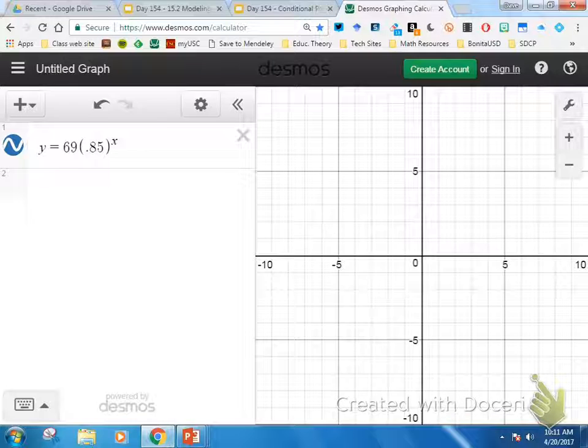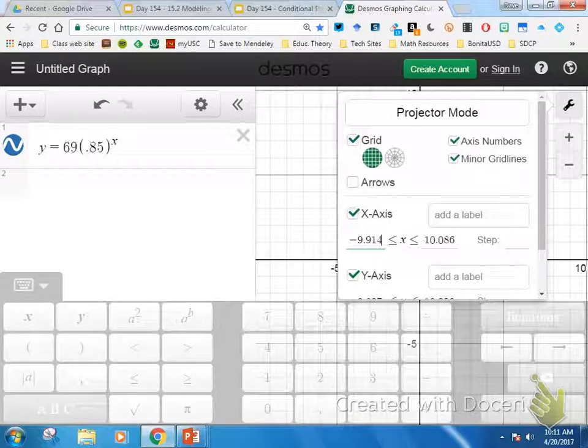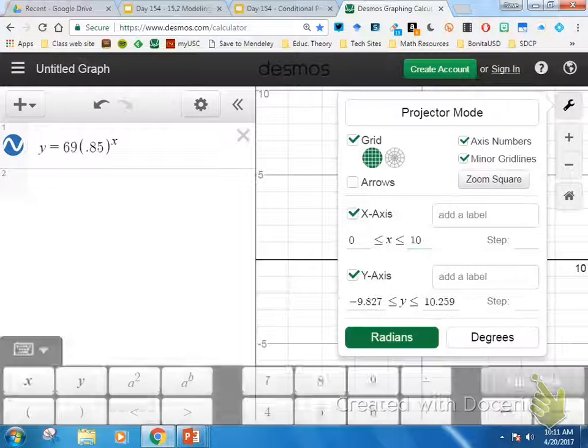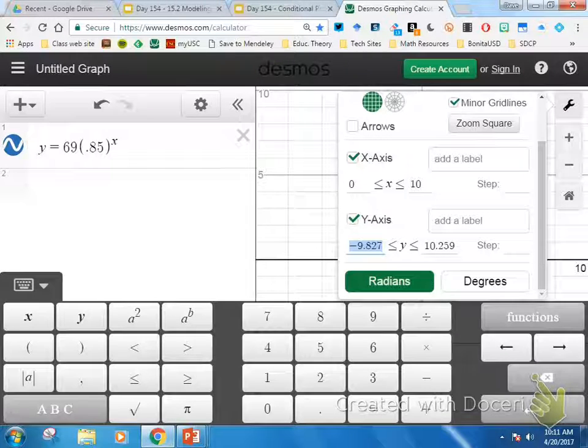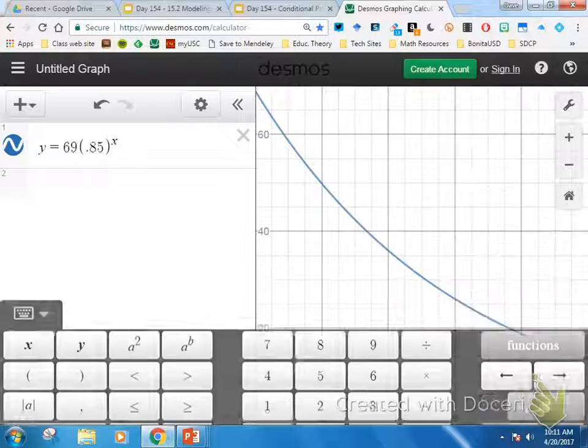Why can't I see the graph on here? We have to zoom out, right? So I'm going to zoom out here. I'm going to go from 0 to 10 for the years, and then let's look at the y-axis. I know she paid $69, and I know it's going to decrease, so I'll go up to $70 here, okay?